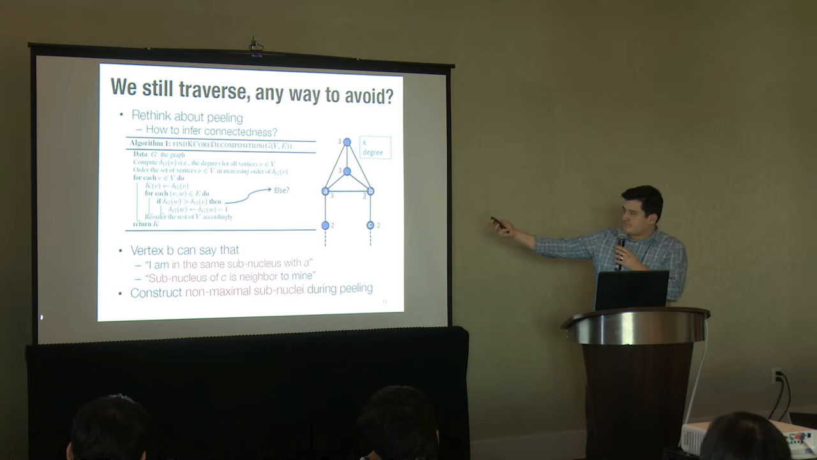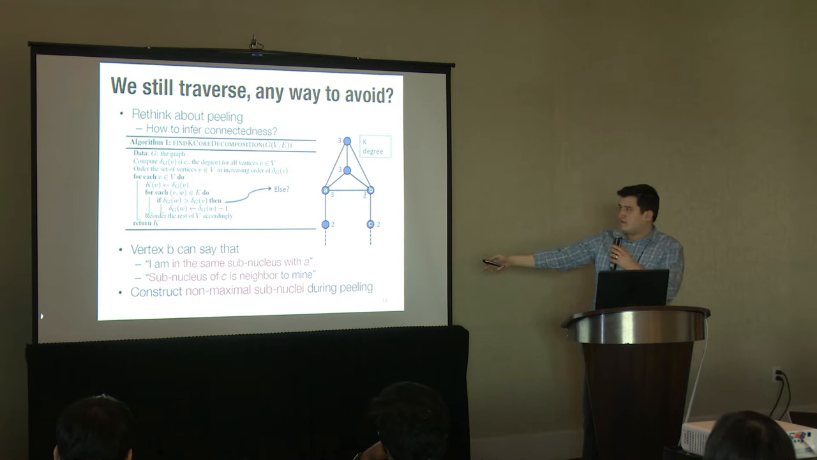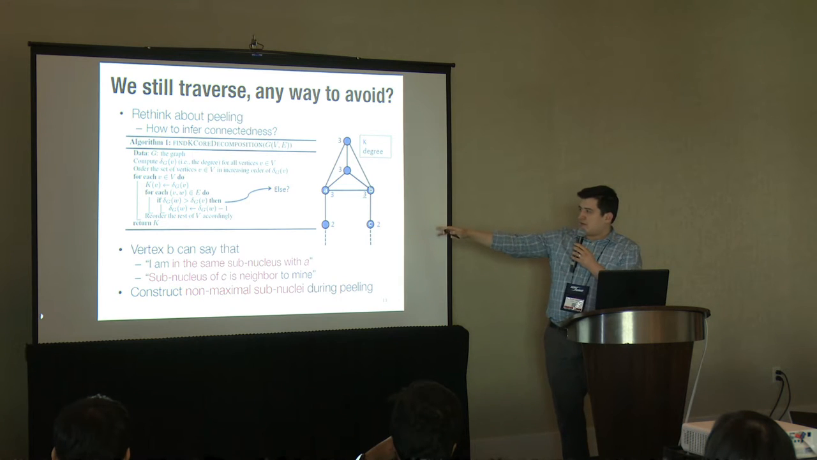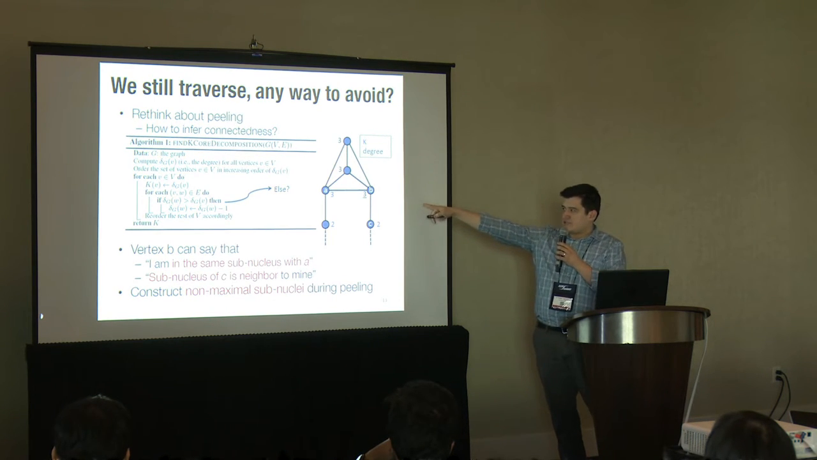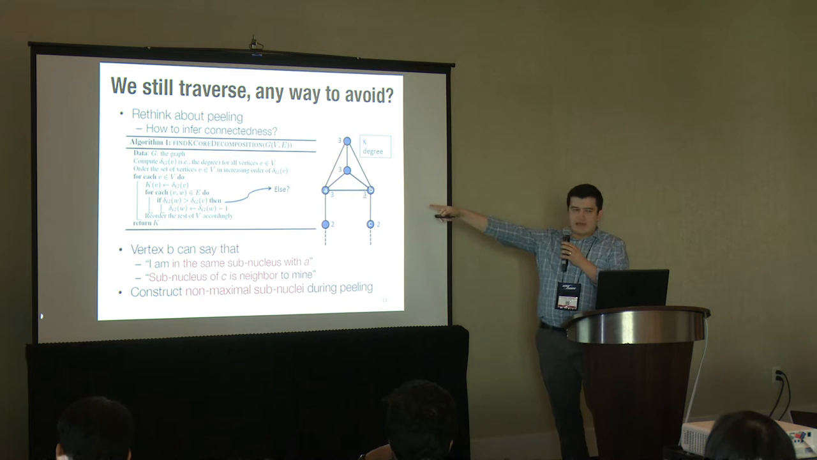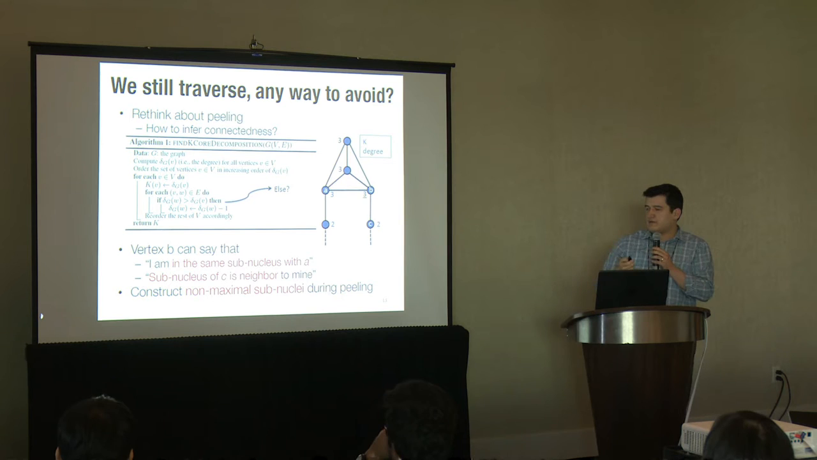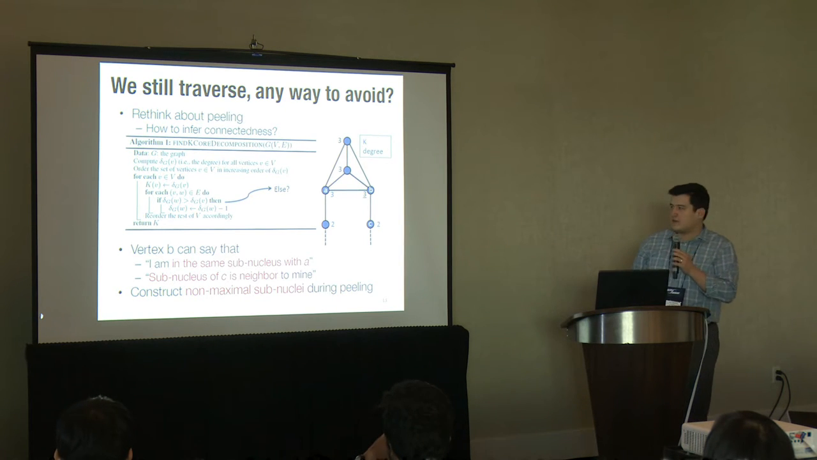For instance, here I have a toy graph, and let's say those black numbers are degrees and the blue ones are K values. At that moment, I computed the core number of this one and I am processing vertex B. Here, vertex B can infer that I am in the same subnucleus with A, and also the subnucleus of C is a neighbor to mine. Bookkeeping those relationships in an efficient manner, and then doing a cheap post-processing, will give you the entire hierarchical structure, and this algorithmic framework is applicable for any R and S values.